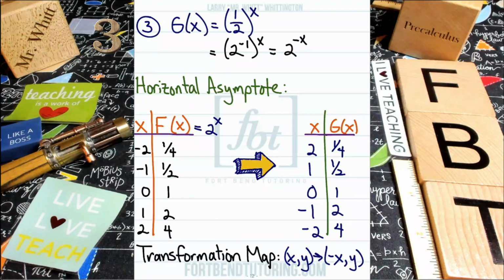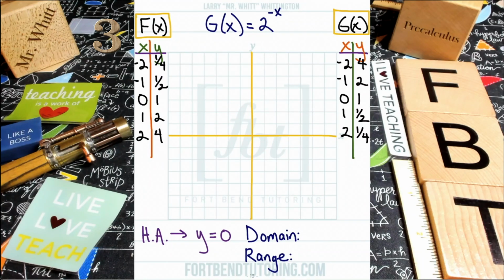Because notice at the end, we ended up with that same base of b, which was 2. All right, so let's continue. So now we should be prepared to graph. So on the left, you have your points from your original parent function, which was f of x equals 2 to the x. And on the right, you have your new transformed function of g of x, which is 2 to the negative x.